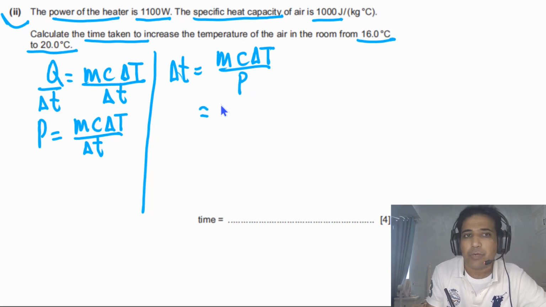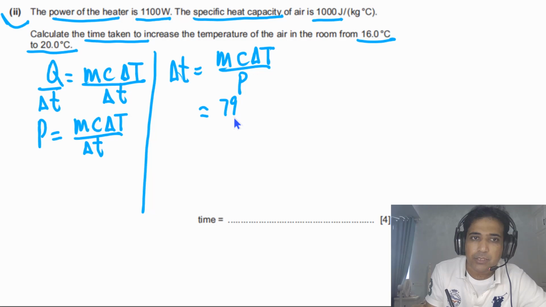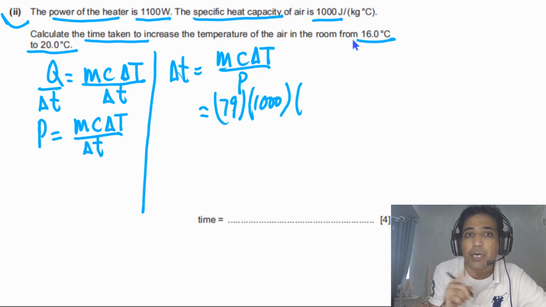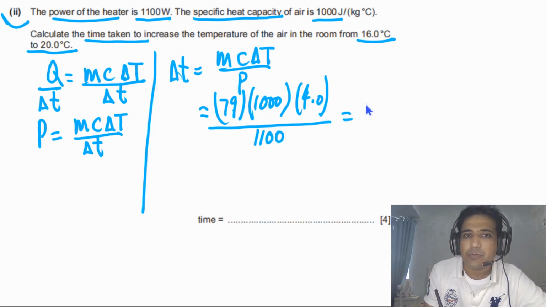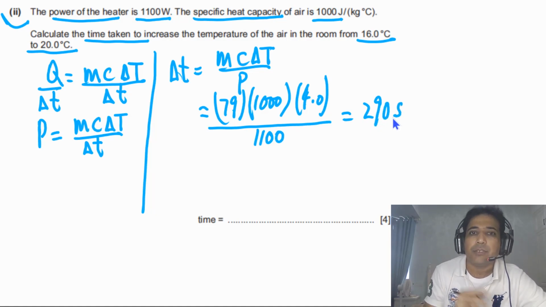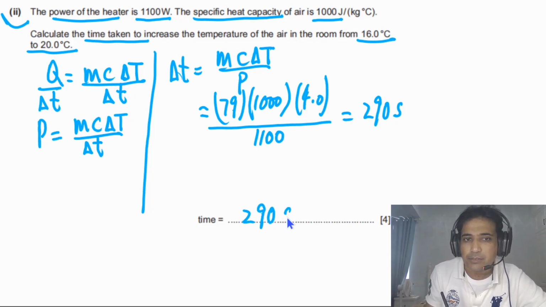Now simply we need to plug in values. Mass we have already calculated in the last part, that was 79 kgs. The value of c is given to us, that is 1000. Delta T, the rise in temperature, is 20 minus 16, so we have 4.0 degrees Celsius, and divided by power, that is 1100 watts. Now if we simplify this one, we will get our final answer, that is 290 seconds. So this is how we can approach this question. So the final answer is 290 seconds.